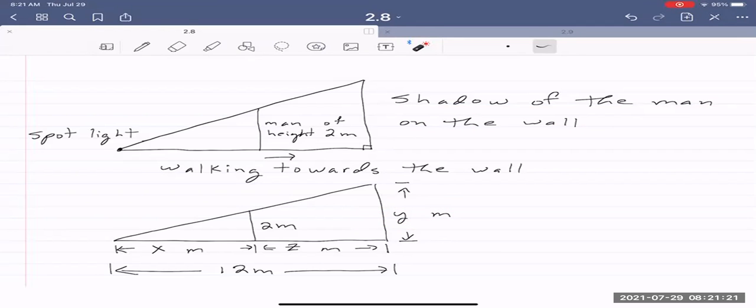And the distance from the wall that this man is walking is Z meters. The distance of this man from the spotlight, we'll call it X meters. Okay, so we're just fixing notation here.